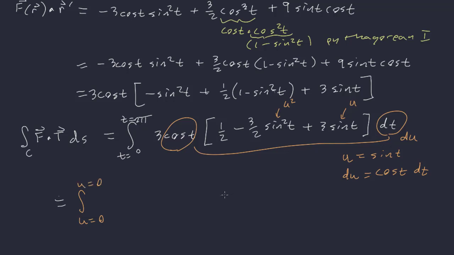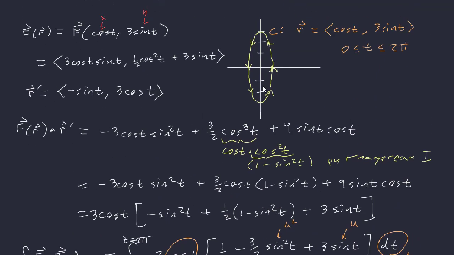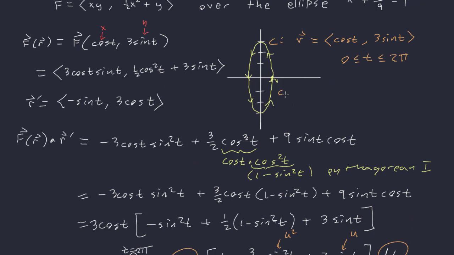Oh, now that's interesting, right? Because when we get down to here, we're going to get 3 times 1/2 minus 3/2 u squared plus 3u du. But we're integrating from 0 to 0. So it actually doesn't matter what this comes out to be. This is 0, right? So the whole integral comes out to be 0. However, let's take a look at what this vector field looks like.